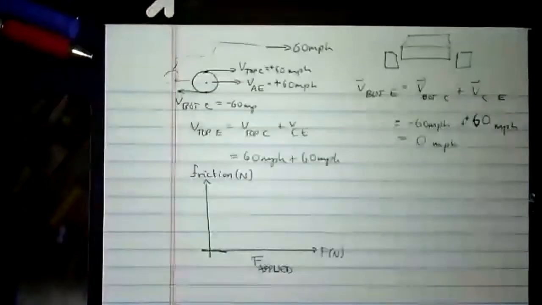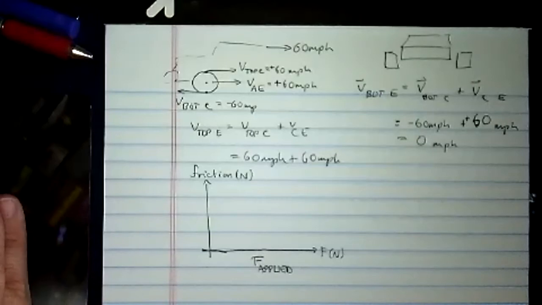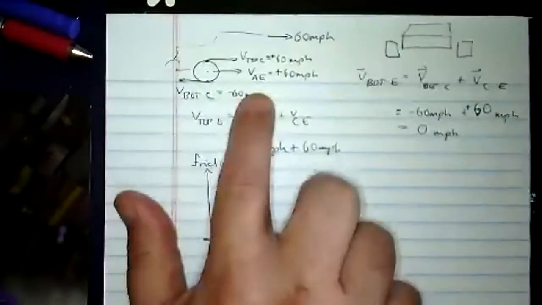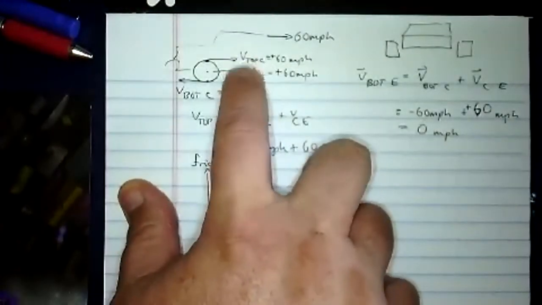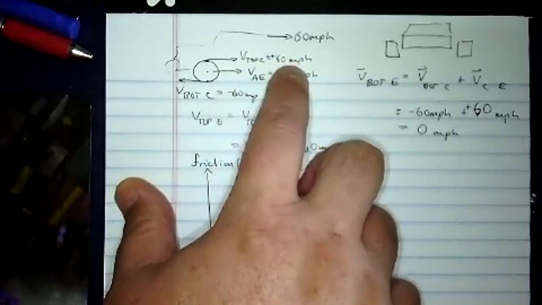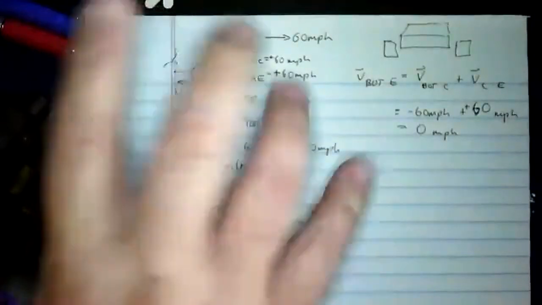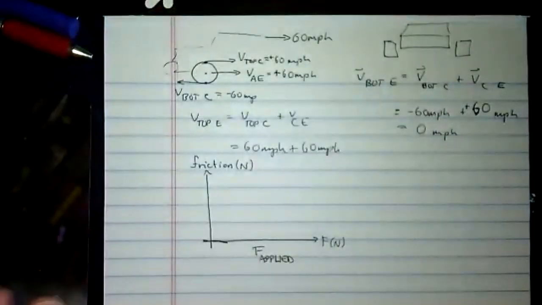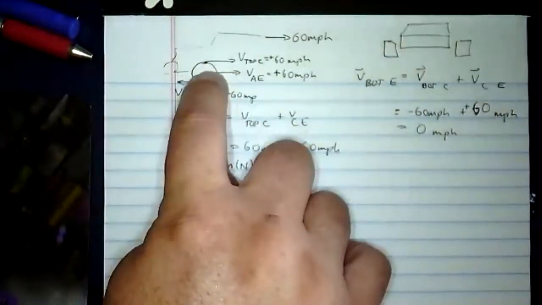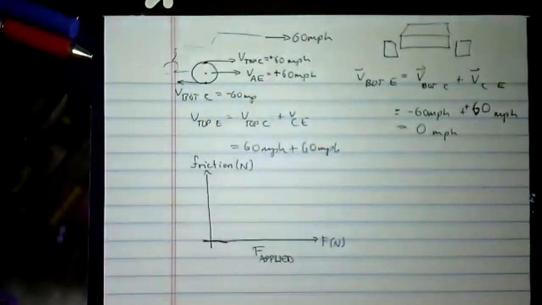So as I was showing you before with my notes, I showed you that the velocity of the top of the tire with respect to the car was plus 60. The velocity of the bottom of the tire with respect to the car is minus 60. And that's when the car is up on a lift. Now, when the car is actually going 60 miles per hour on the road, then only the velocity of the center is the positive 60 miles per hour.